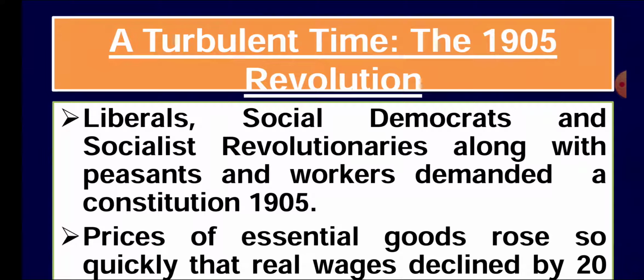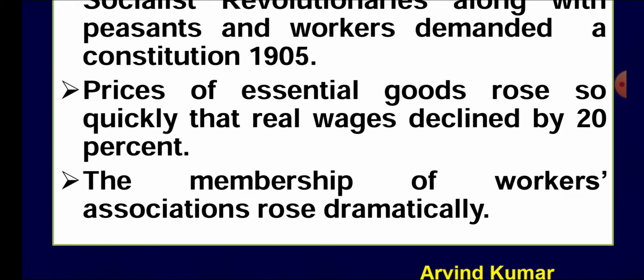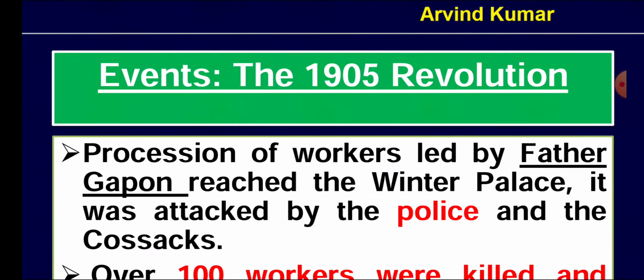In 1905, prices of goods rose rapidly. Essential goods like bread, butter, vegetables, milk, their prices rose very high. Means people were unable to purchase these goods. Ultimately, they raised their voice in a procession led by Father Gapon, who was the leader of these people. In a group they marched towards the Winter Palace.